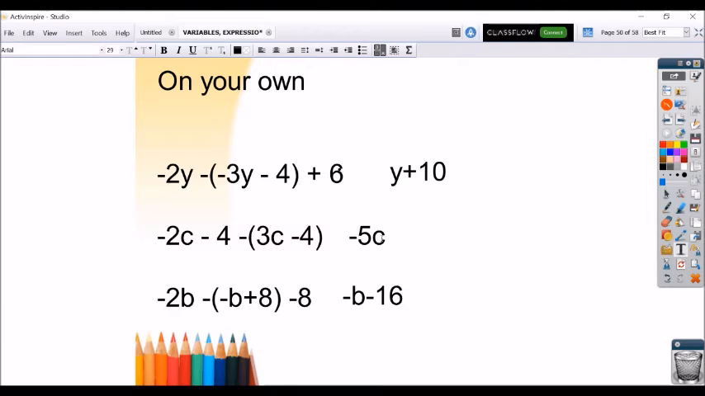So this is just negative 5c. You're probably not going to see it say plus 0. And this one is negative b minus 16. This turns into a positive b, leaving us with one negative. Negative 8 minus 8 is 16.